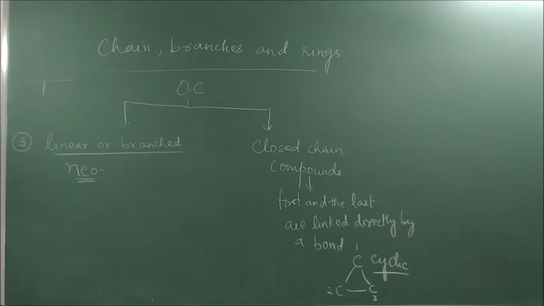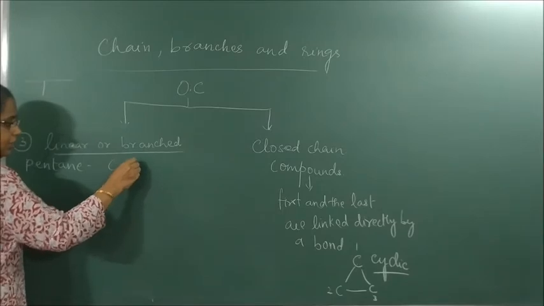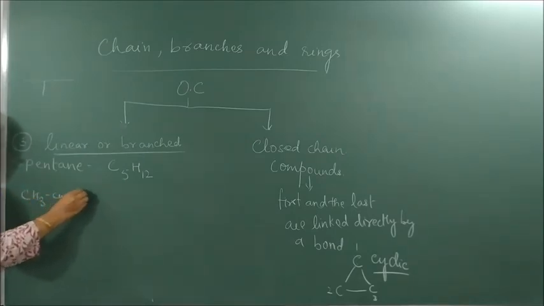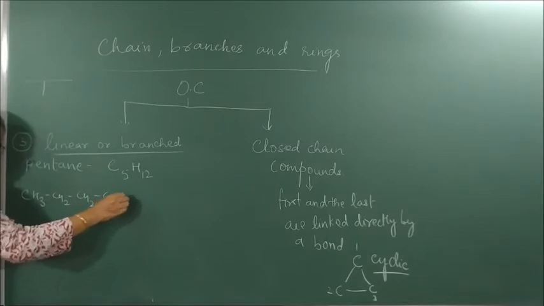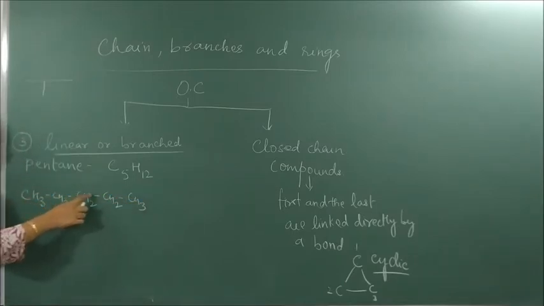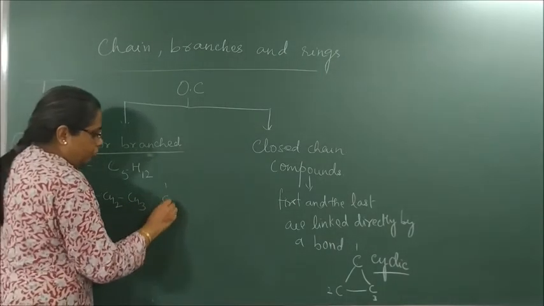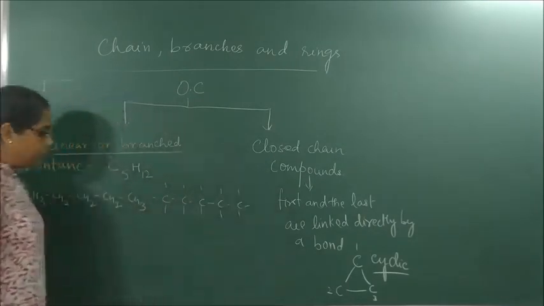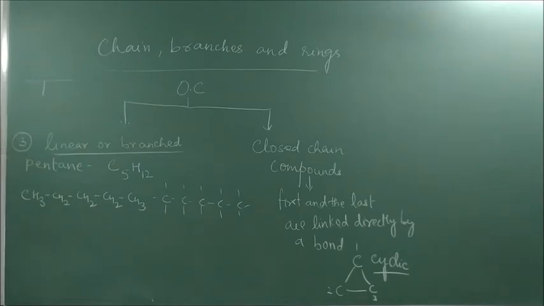Okay, now we will draw pentane. What is the formula of pentane? C5H12. Right? So the first one: CH3, CH2, CH2, CH2, CH3. 1, 2, 3, 4, 5. Pentane, you can draw that structure. I draw it here. 1, 2, 3, 4, 5. This pentane will be called what pentane? Straight, n-pentane.